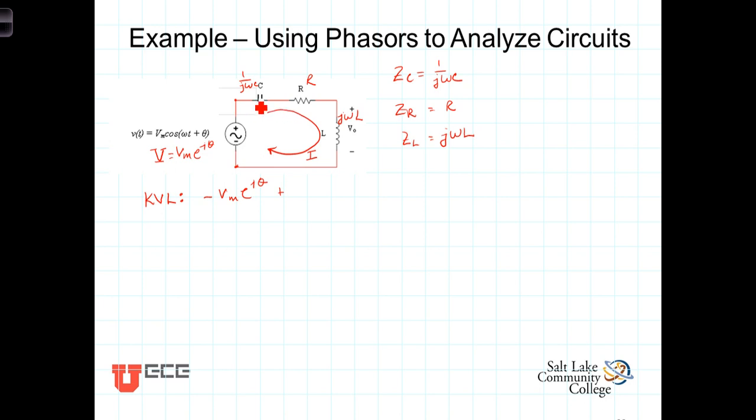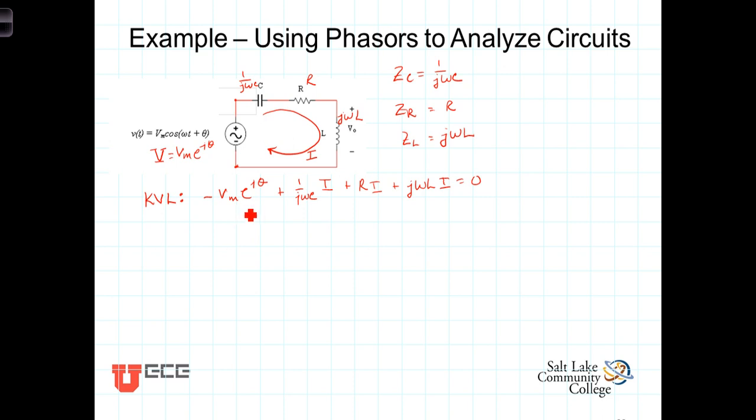The voltage drop across the capacitor is just the impedance of the capacitor times the current, or 1 over j omega C times I. Plus the voltage drop across the resistor, again going in the direction of current flow, will be just R times I. Plus the voltage drop across the inductor will be the impedance of the inductor, which is j omega L times I. And the sum of those terms equals 0.